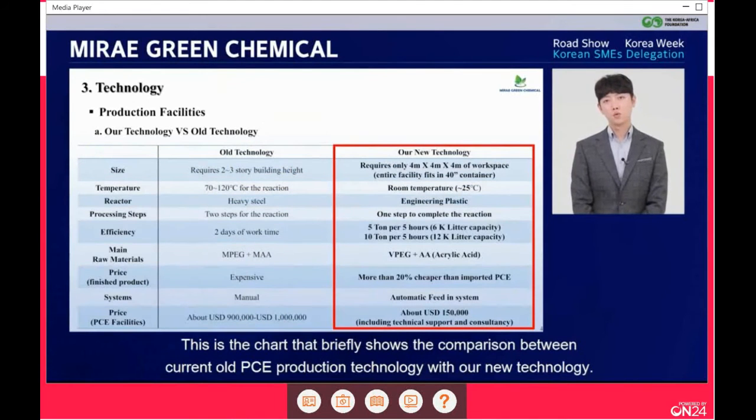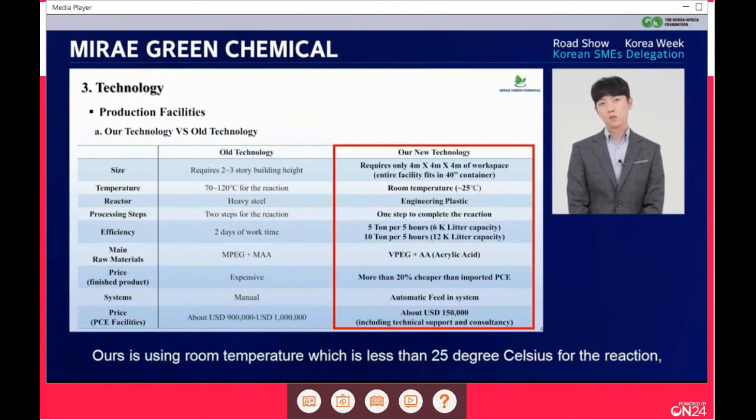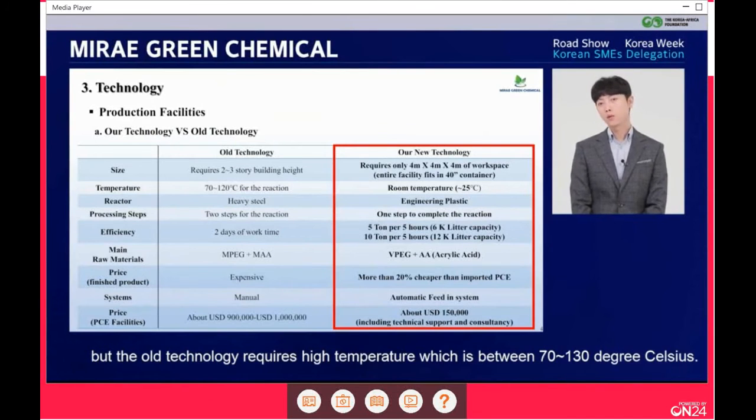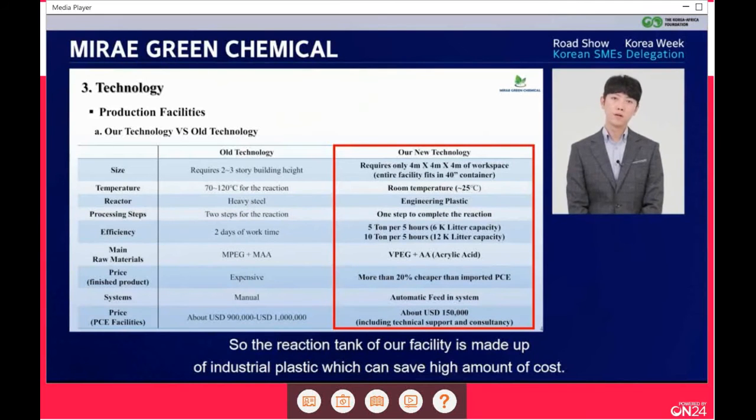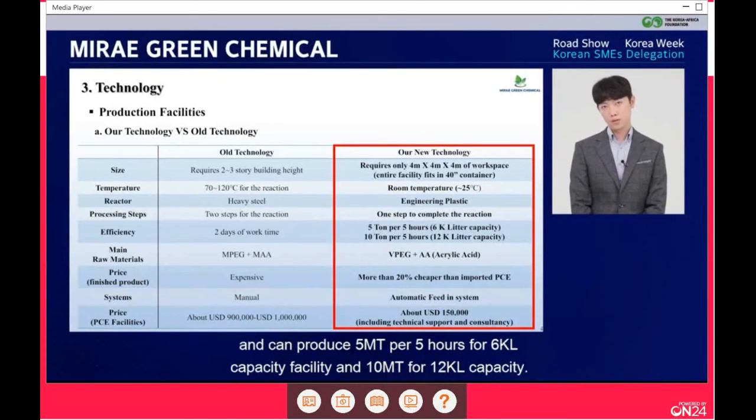This is a chart that briefly shows the comparison between current old PCE production technology with our new technology. The size of the current facility is 2 to 3 building height, while ours requires only 16 square meters of workspace. Ours is using room temperature, which is less than 25 degrees Celsius for the reaction, but old technology requires high temperature, which is between 70 degrees Celsius and 130 degrees Celsius. So the reaction tank of our facility is made up of industrial plastic, which can save high amount of cost. We use one-step production using VPEC and can produce 5 tons per 5 hours for 6-kiloliter capacity facility and 10 tons in 5 hours for 12 kiloliters capacity.